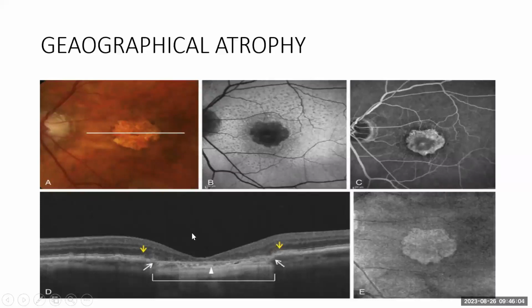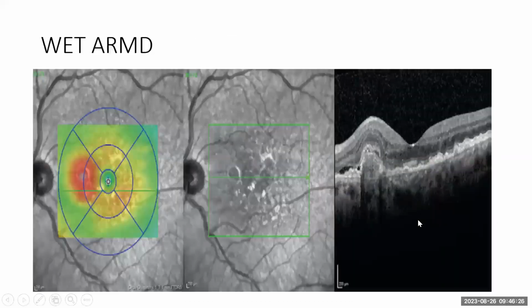Okay. In FFA, we call it a window defect. The window being the RPE window is open, so you could see the underlying hyperfluorescence of the choroidal vessels, okay? And that's what it's here. All right. So this is a wet AMD.